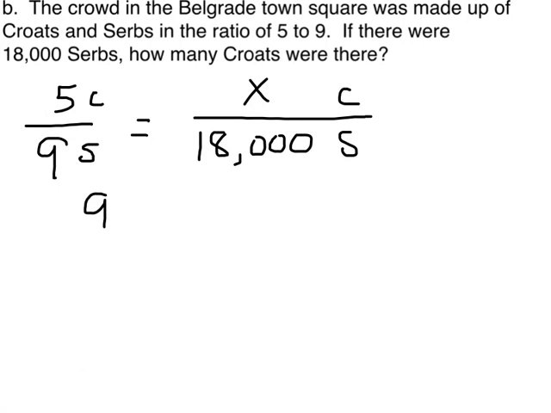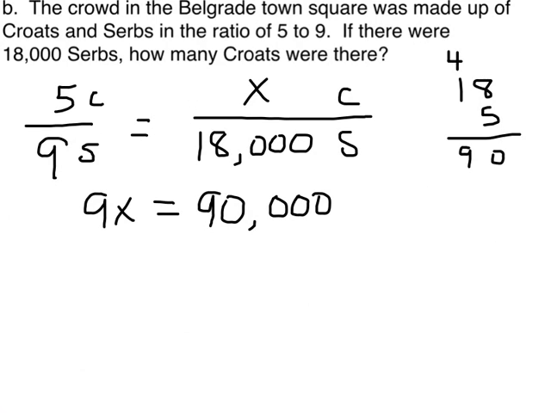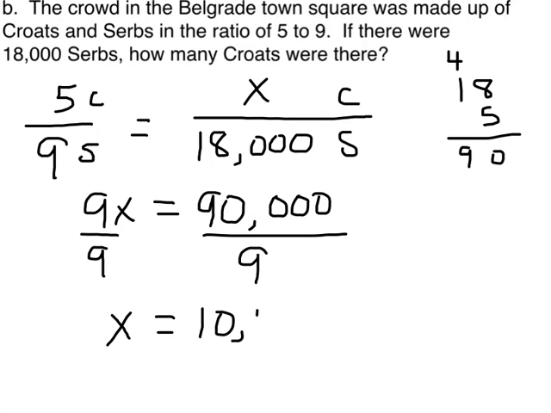9 times X is 9X equals 18,000 times 5, and let's see, 18 times 5, 40, 90. So that would be 90,000. And when we divide both sides by 9, we see that X equals 10,000. And so there were 10,000 Croats if there were 18,000 Serbs in a ratio of 5 to 9.